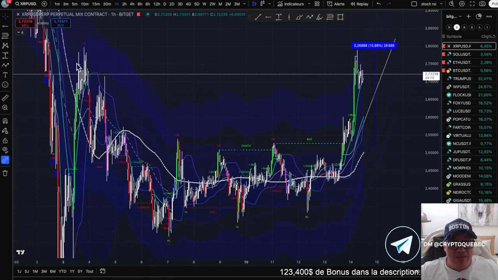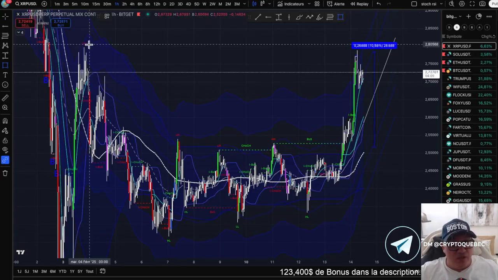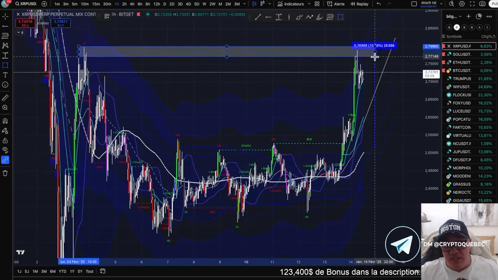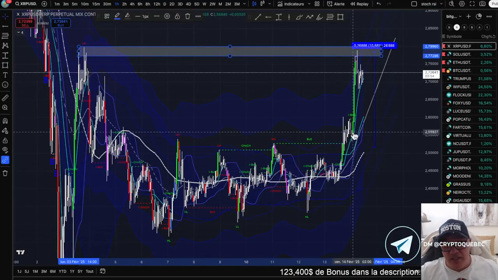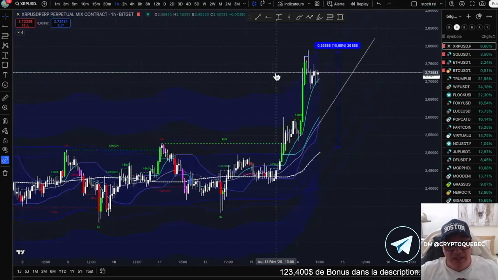And why 10.68%? Well, if we look, we can see that it's indeed the wicks on the other side that blocked us. And it's always like that when you know how to trade. Here's exactly what you need to do: you identify the wicks to the left like this, and that's exactly what happened. So wick, wick, wick, and we place it, wick, wick, wick, 10.68%.